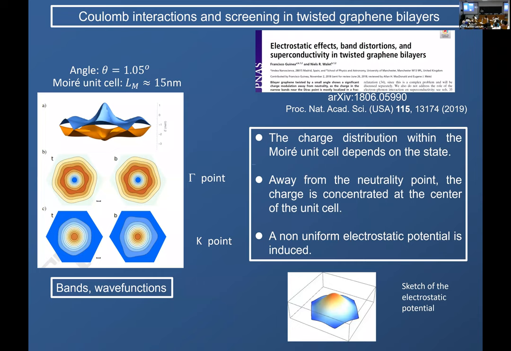Let's do the simplest approximation you can imagine, which is a mean field, Hartree calculation. The crucial point is that as you change the charge of the system, you create this accumulation of charge at the center of the unit cell. As Ali also mentioned, the energy scale associated with this accumulation of charge is much larger than the bandwidth of the central bands themselves. The electrostatic potential you create changes in different ways the states at gamma and at K, because they have associated charge distributions which change from place to place.